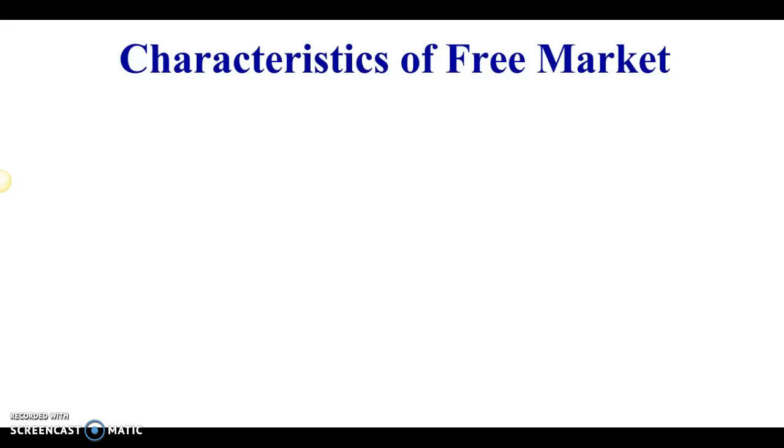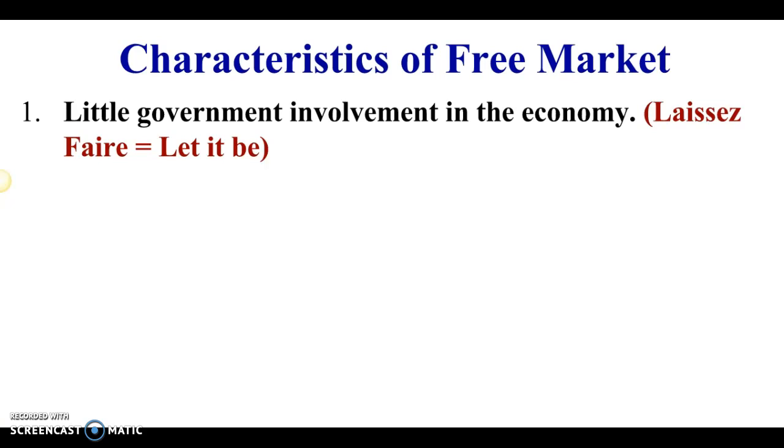So what are the characteristics of a free market system? Well, one, no government involvement. Laissez-faire. Let it be. Okay? And you've learned this from last year from Ms. Quinteros in the U.S. history. That was the government's philosophy throughout the 20s, the booming 20s. However, that changed with the Great Depression.